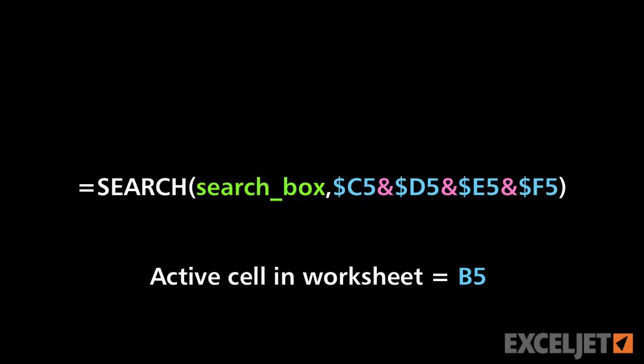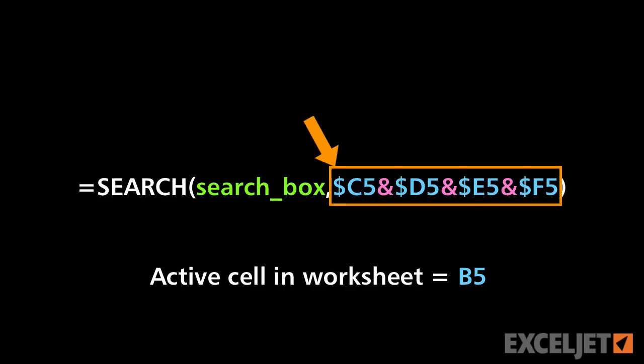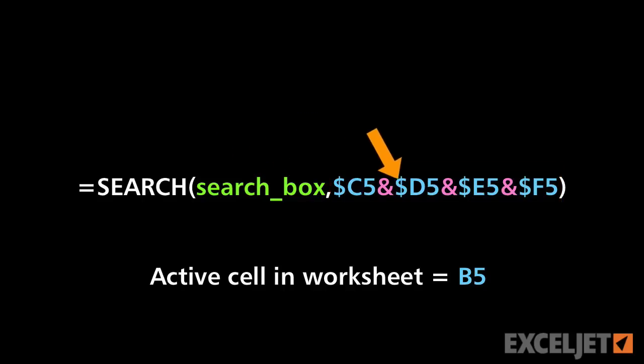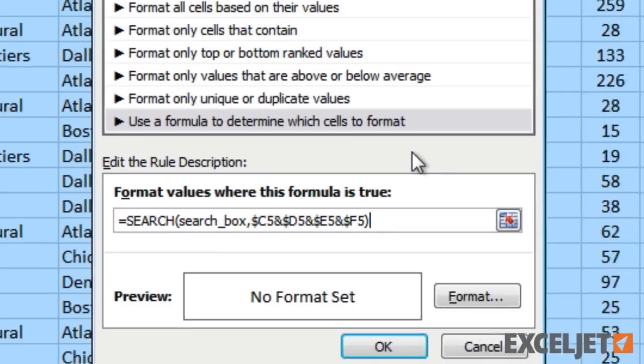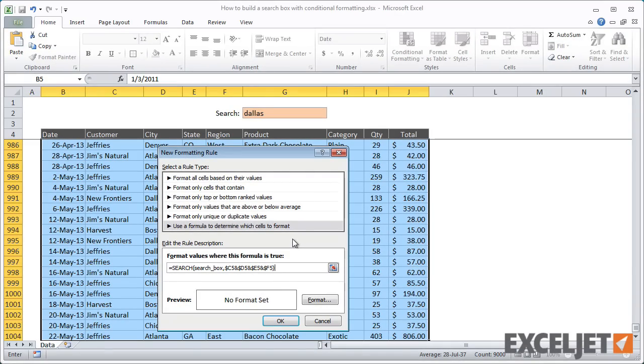This formula uses search to look for the text in search_box inside columns C, D, E, and F glued together with concatenation. Make sure the row number matches the row of the active cell. The key to understanding this rule is to remember that it will be evaluated for each cell in the table. The dollar signs lock the columns, but the rows are free to change. When search returns any number but zero, the rule will fire and the conditional formatting will be applied.